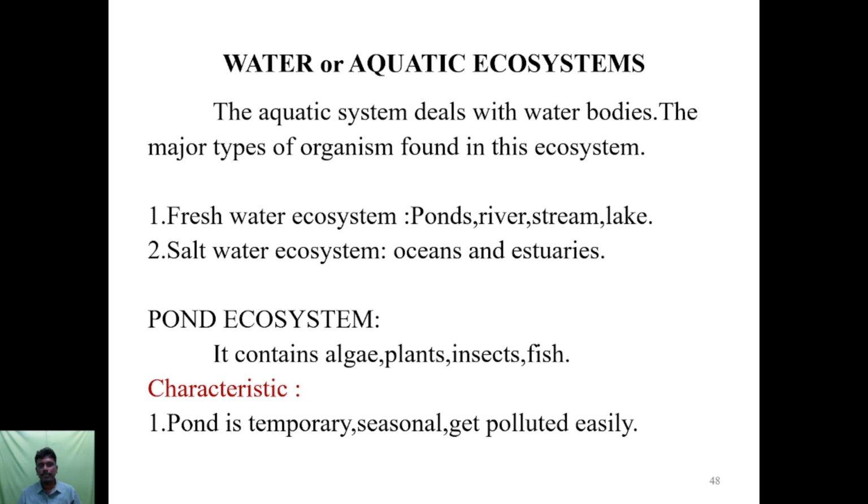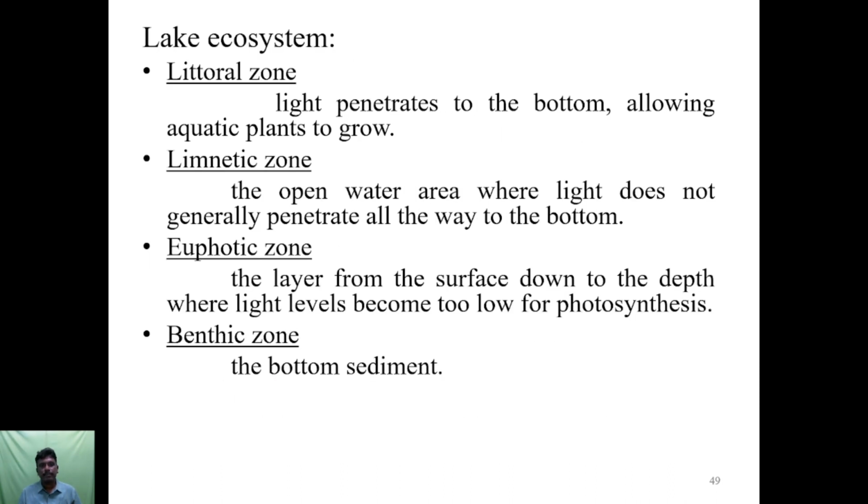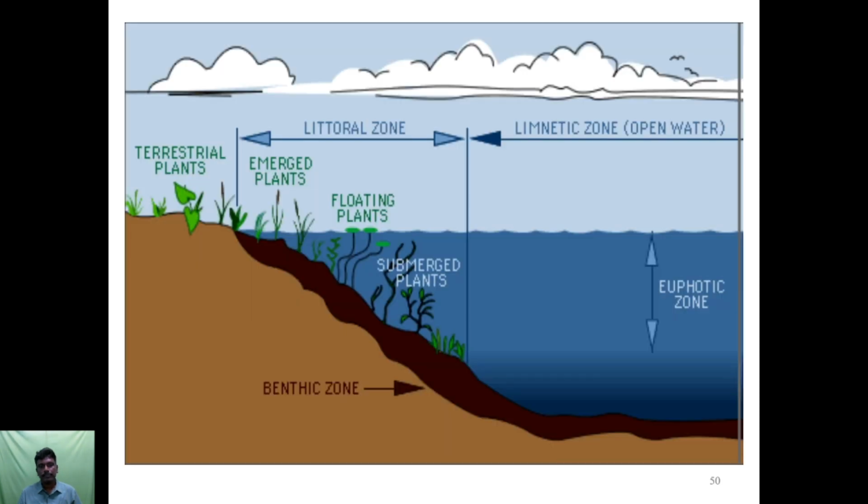The major types of organisms found in this ecosystem: freshwater ecosystem and saltwater ecosystem. Example for freshwater ecosystem, we know ponds, river, stream, lake. Saltwater, as usual, oceans and estuaries. So in the pond ecosystem, it contains algae, plants, insects and fish. It is temporary, seasonal and gets polluted easily. So this figure shows the aquatic ecosystem.